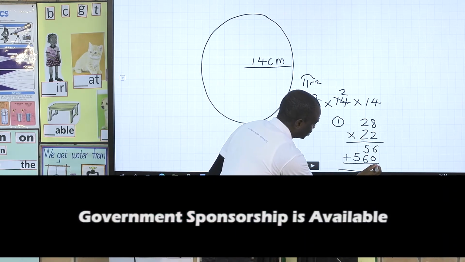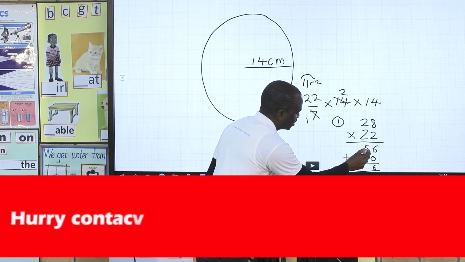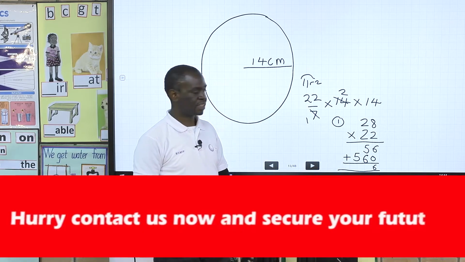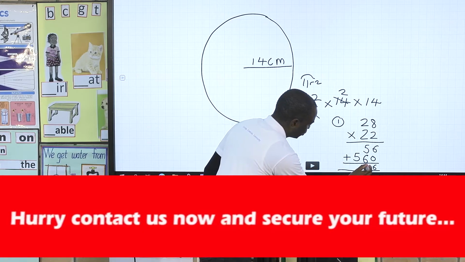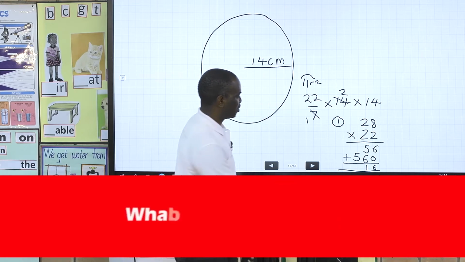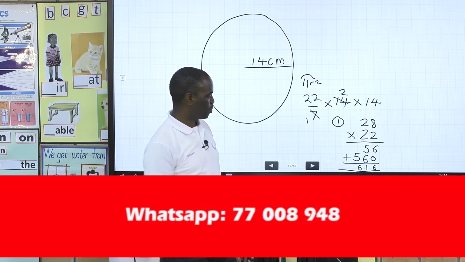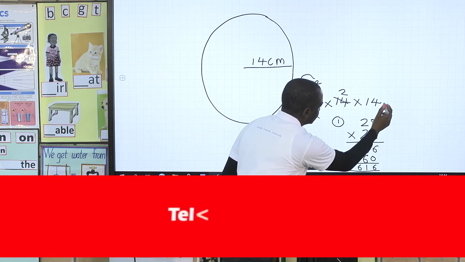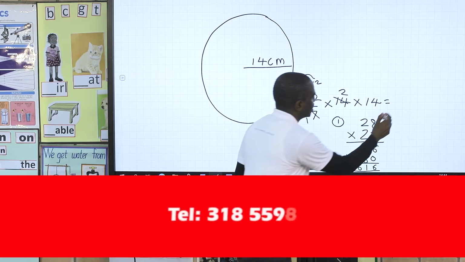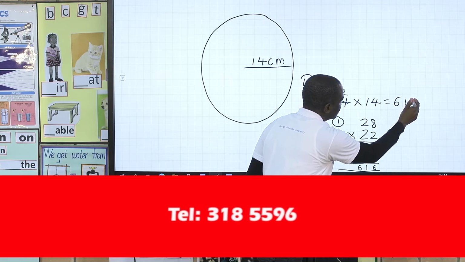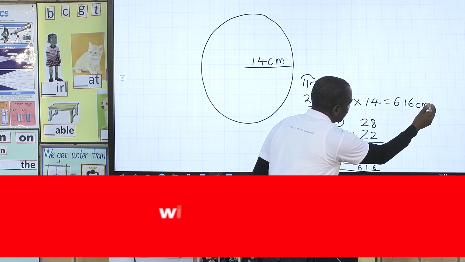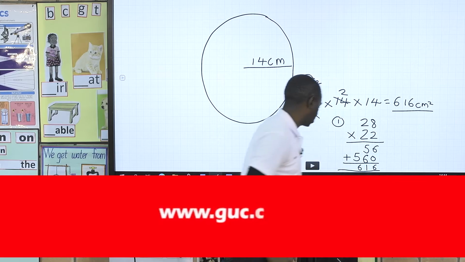And then we can add, show the plus sign there, add a placeholder this side, and then we can add. 6 plus 0 gives us 6. 5 plus 6 gives us 11. We carry 1. And then we add 1 to 5. That gives us 6. So our answer will be equal to 616 centimeter squared. So this is the answer that you get.